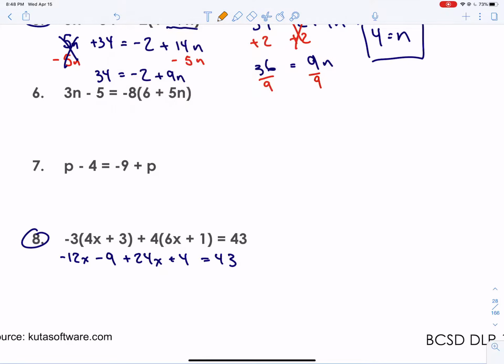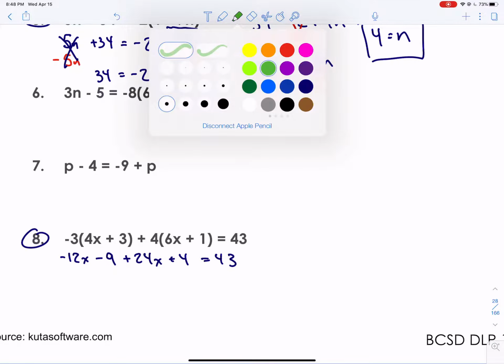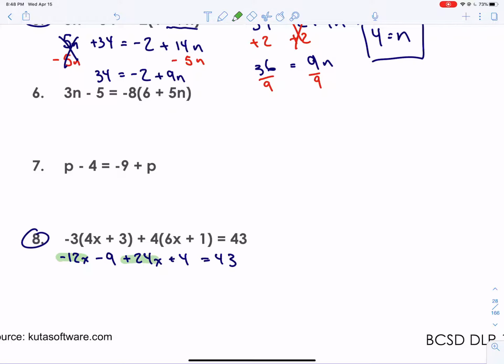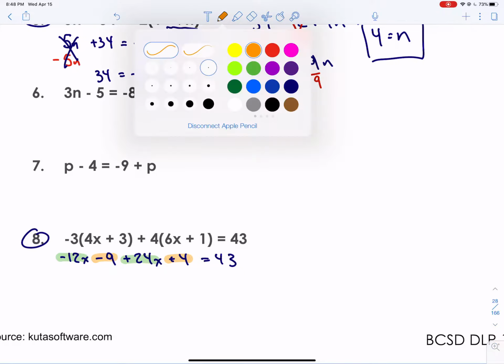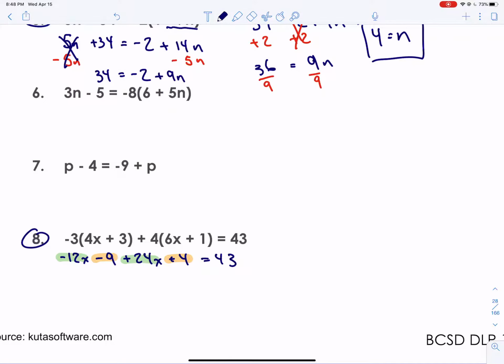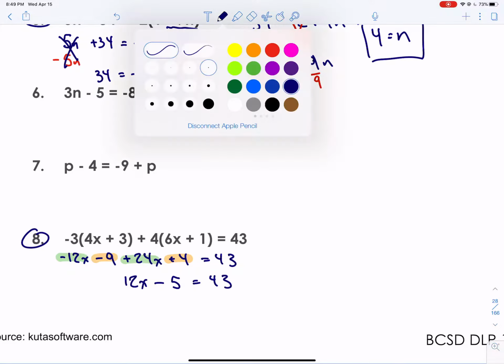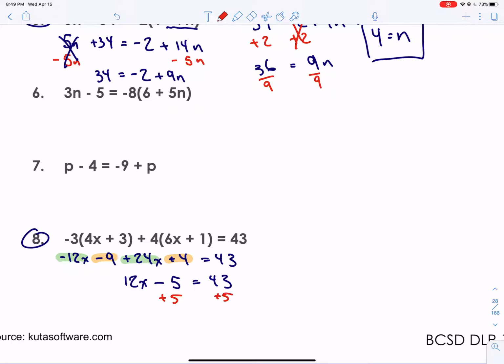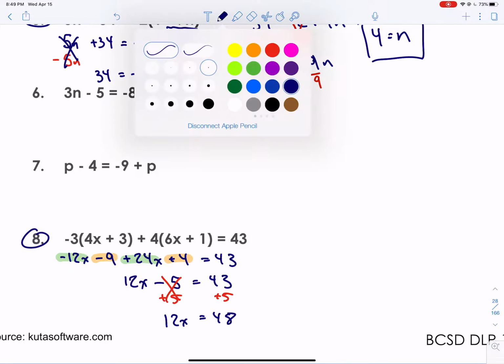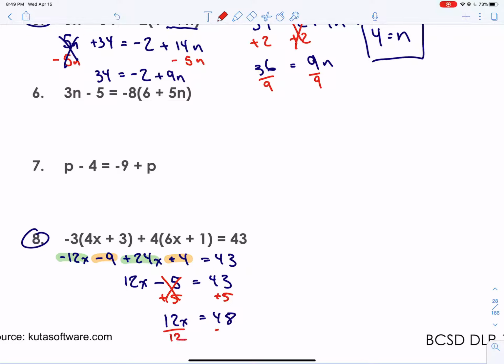Combine like terms. So we have a negative 12x and a positive 24x. We also have negative 9 and positive 4. So let's combine all that together first. So the x's, we have negative 12 and a positive 24. So that gives me 12x. And then for the numbers, we have negative 9 and positive 4. So that's negative 5 or minus 5. That equals 43. Variables on the left, let's get rid of those other numbers. That becomes 0, which is what we want. So we get 12x equals 48. Divide both sides by 12. We get x equals 4.